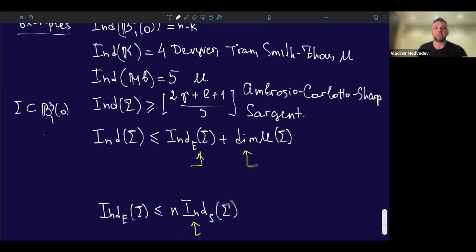What about the upper bounds? The most general upper bound, which works for any compact free boundary minimal submanifold in any ambient Riemannian manifold, was proven by Vanderson Lima.